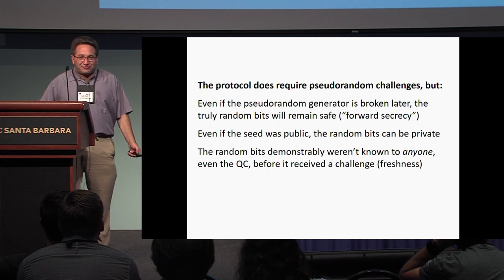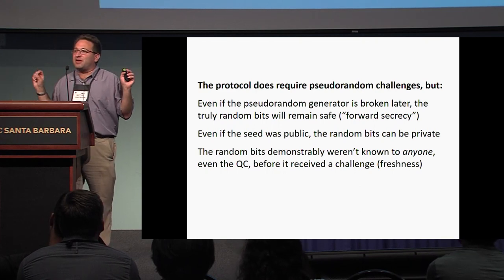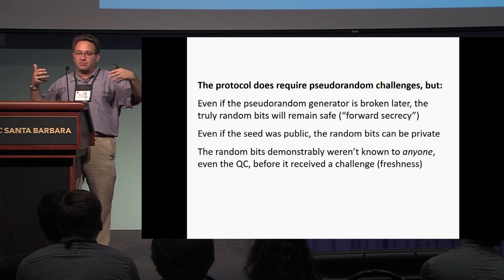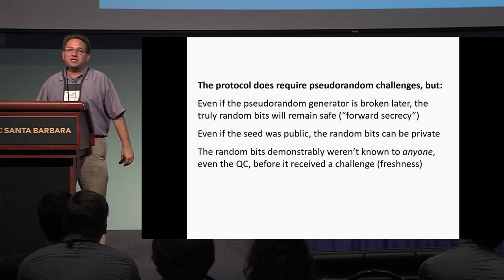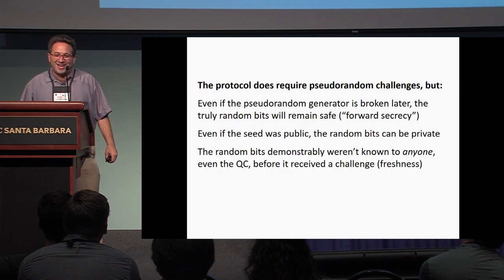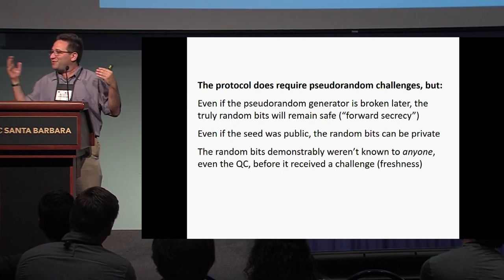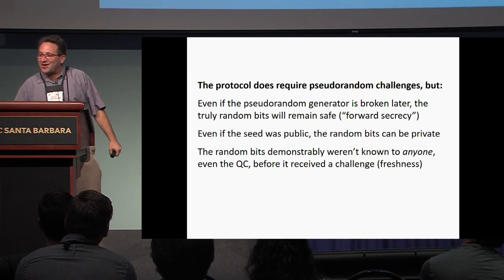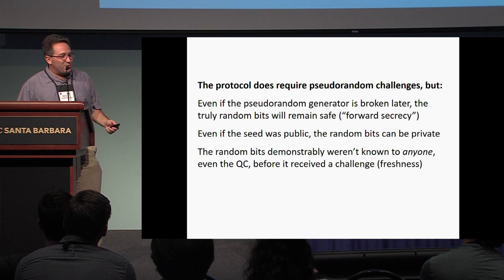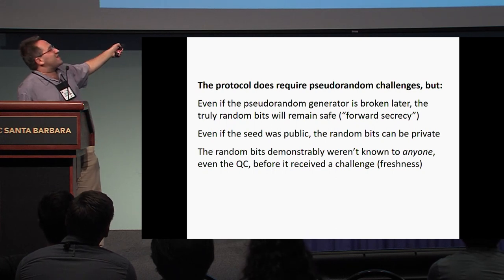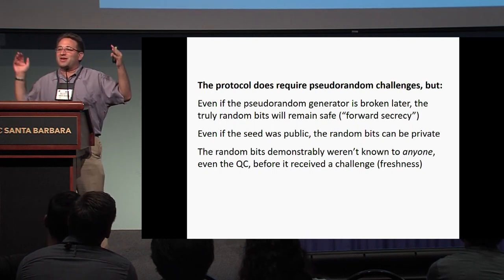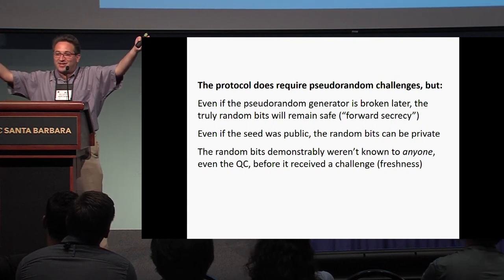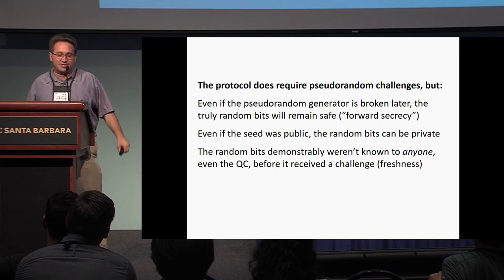Now you might say, the protocol is going to require challenges to be sent to the quantum computer, and the challenges are going to be generated pseudo-randomly. Isn't this kind of circular? If we already have a PRG, then what do we even need true random bits for? But there are several advantages. One is that even if the PRG were to be broken in the future, as long as it's not broken now, we're still okay. So we get this sort of forward secrecy property.